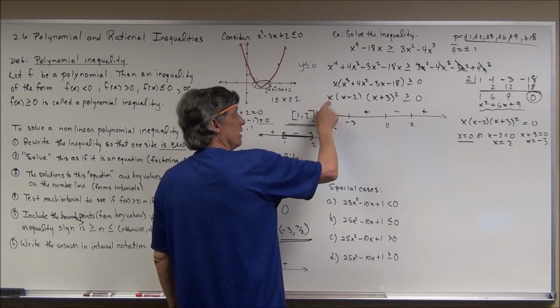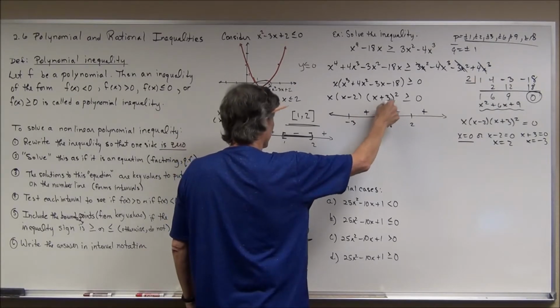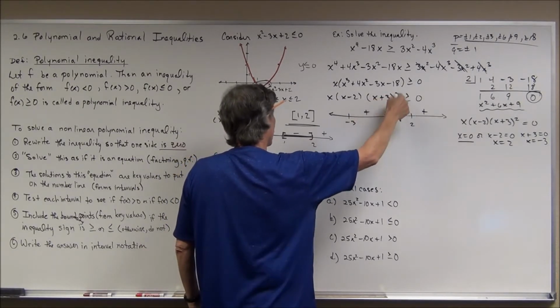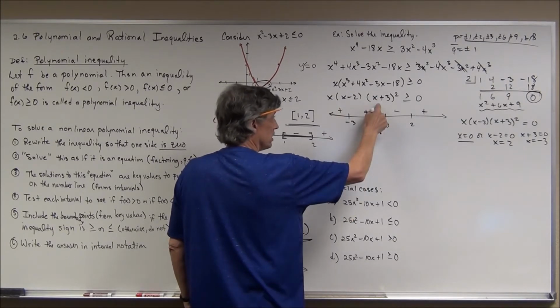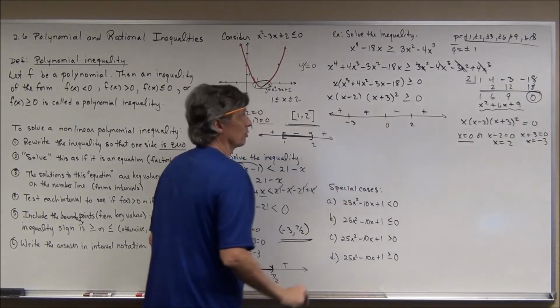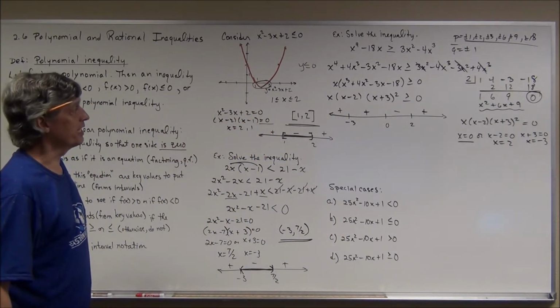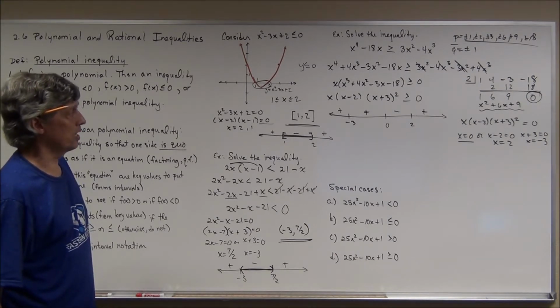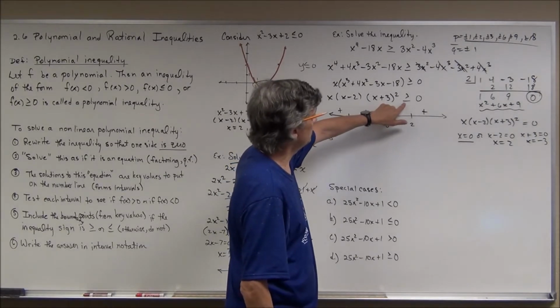Negative 10 in there makes that negative. Negative 10 minus 2 makes that negative. Negative 10 plus 3 is negative, but it's squared, so this is positive. Negative times positive is positive. Notice, double or multiplicity 2 here at negative 3, and the signs don't change. That's food for thought. If you have multiplicity even, the signs won't change. Multiplicity odd, they will.